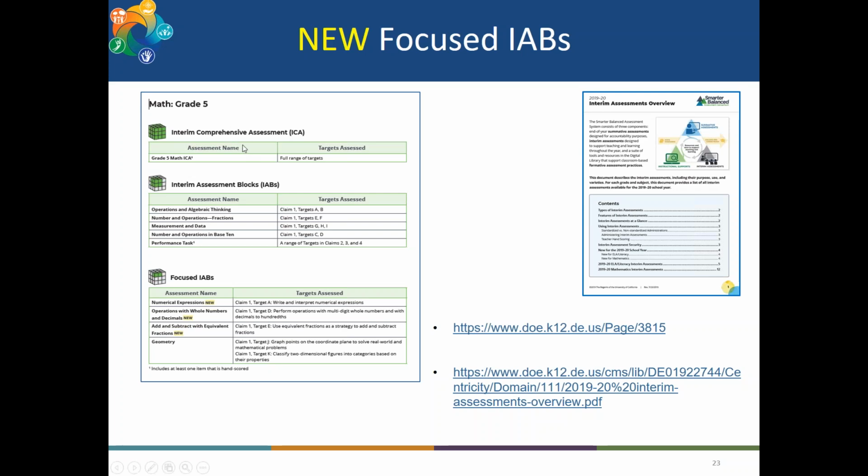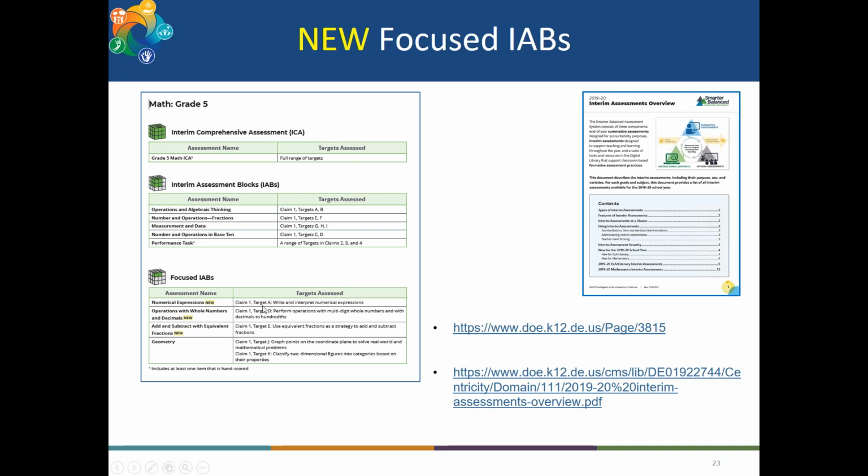Or if you give the ICA, just remember that the ICA has 2 parts. It has the CAT portion and the performance task. Both must be given and completed in order to get an ICA score. If you only do one part, the performance task for the ICA or the CAT portion for the ICA, you will not get results. Both must be completed. So Smarter Balanced has been working very hard, and they have developed new focus IABs.